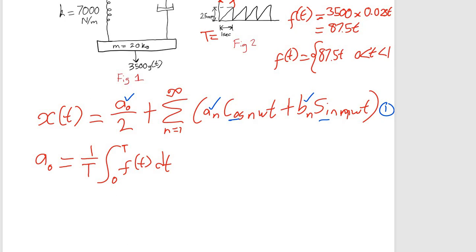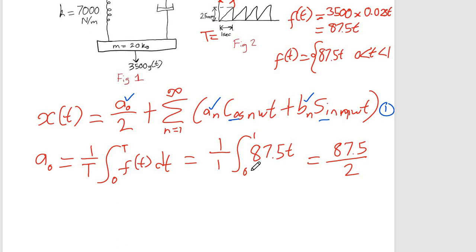So this therefore means that this is going to be equal to 1 over 1 integral from 0 to 1, and our f of t is given as 87.5 t. If you evaluate this integral, your answer is going to be 87.5 divided by 2. This is going to be the value for a0. So we have found a0.